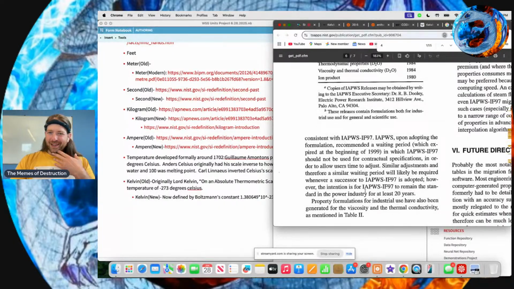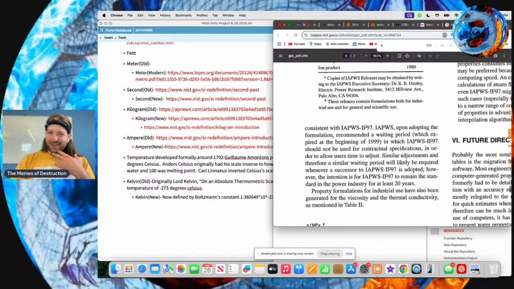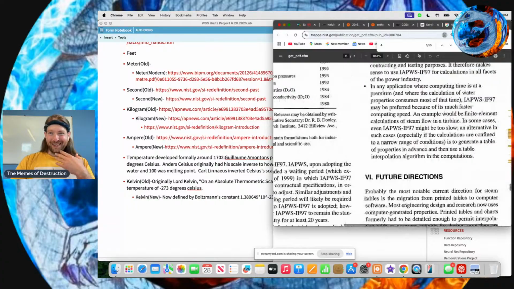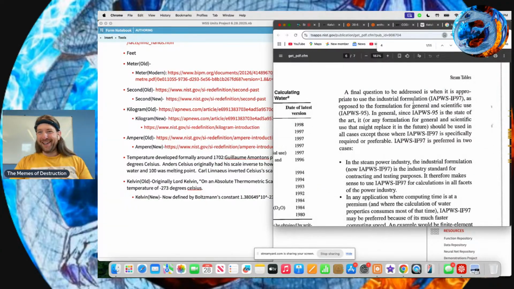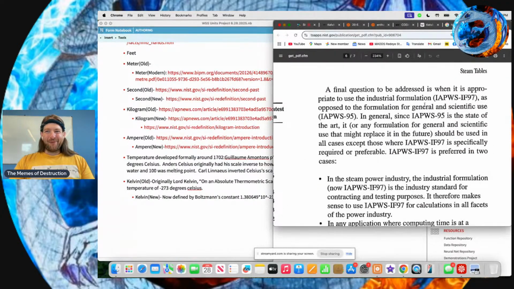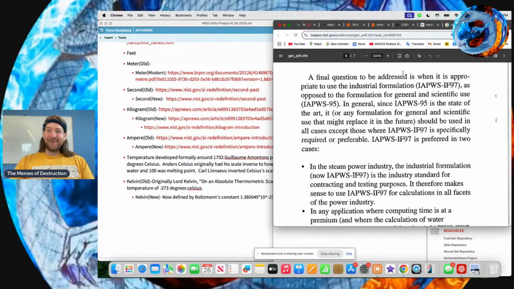Okay. Let's see. It remained the standard of the power industry for at least 20 years. So, well, it was at least used by people that were trying to make money. So it's probably something that they're trying to figure out. All right. Final question to be addressed is when the appropriate use of the industrial formulation is, as opposed to the formulation for general and scientific use.